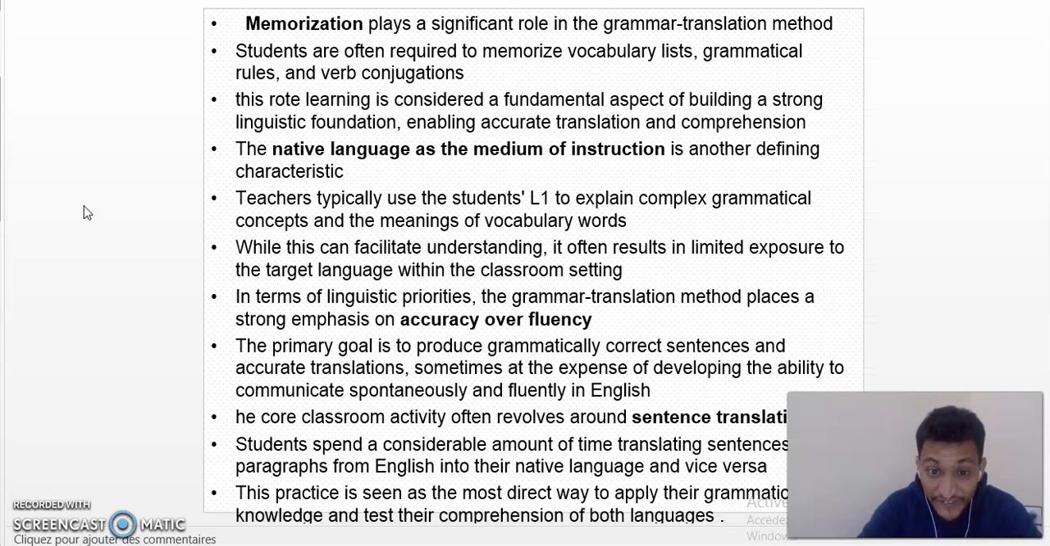While this can facilitate understanding, yes, of course, it facilitates. They will know what, but it limits. It results in limited exposure to the target language within the classroom setting. So here, I know students are not exposed to this language because we use a lot of translation. We don't focus on the speaking skill and listening skill in our classroom activities.